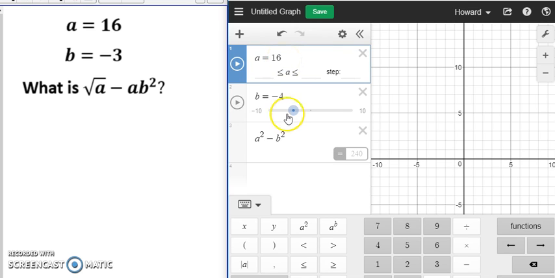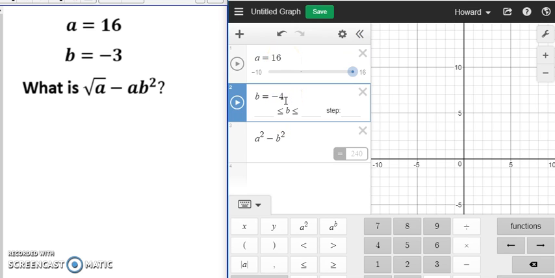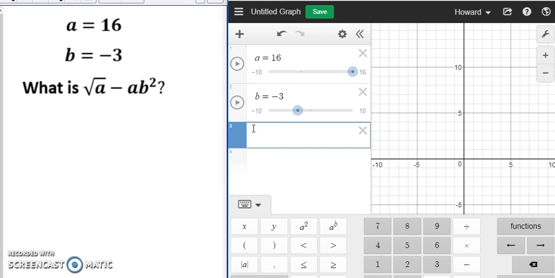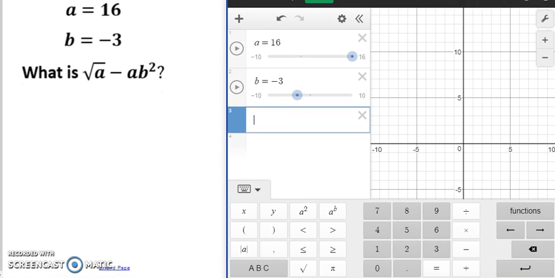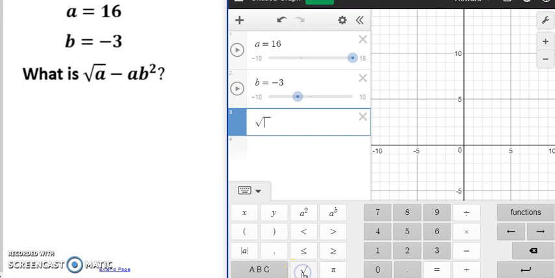Next one, I'm going to try a is going to be 16. So again, a is 16. I'm going to change b to -3. So this time I need square root. Well, where is the square root button? If I look here on my calculator, and I'm going to move this down just a teeny bit, here's the square root button right there. So I say, what's the square root of a?